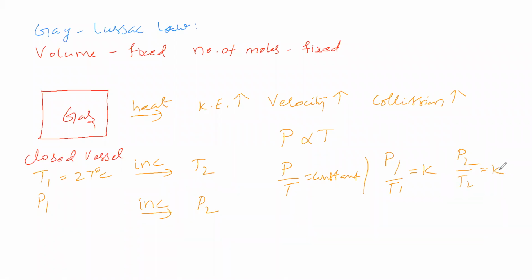Now we will say it is constant. Let us substitute this K into this place. So we will get P1 by T1 is equal to P2 by T2. This constant K we are substituting here. So we are getting P1 by T1 is equal to P2 by T2. This is the law that Gay-Lussac proposed, therefore it is called Gay-Lussac's law.